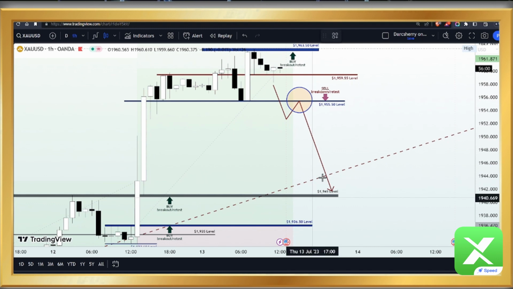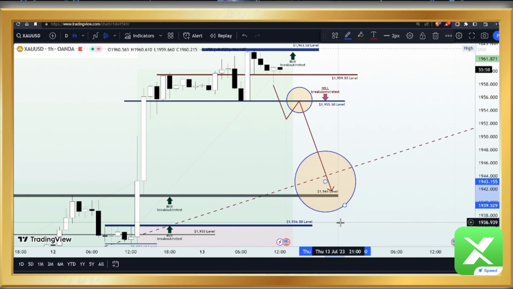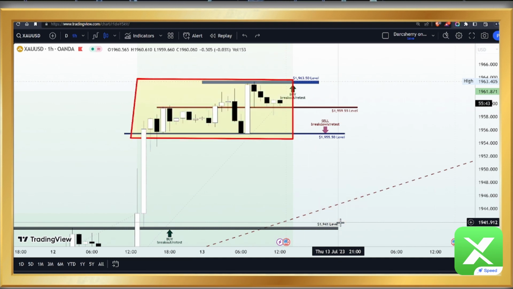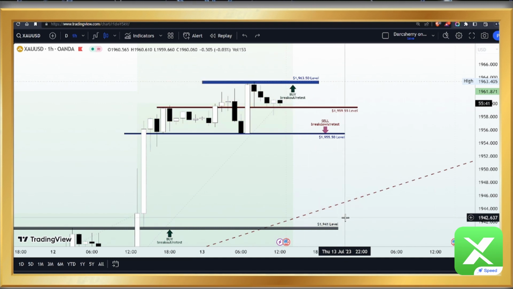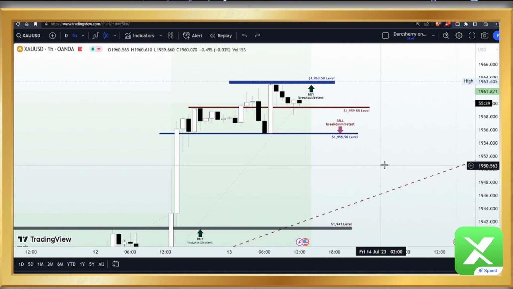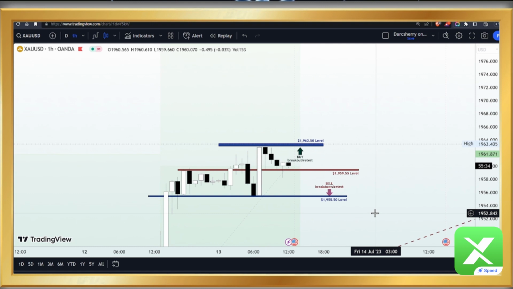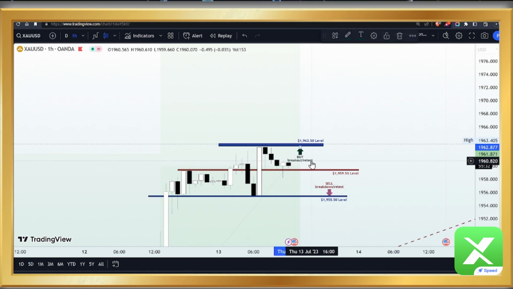Now, if price action gets into the structure around the 1,941 and the ascending trend line, then at this point we want to see how price action reacts to that level to determine what our next line of action is going to be around that area. So that is what I'm going to be looking at here for me to consider selling the XAUUSD today.